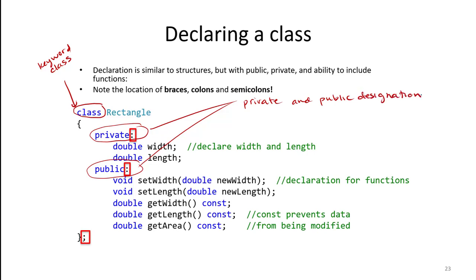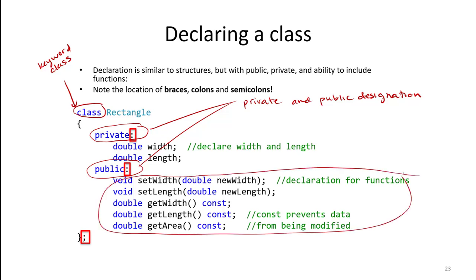And notice that we can also include function declarations within our class. Also notice that we do have regular colons after private and public, but then there is a semicolon at the end of our class declaration. Very similar to how we have a semicolon at the end of our struct declaration.